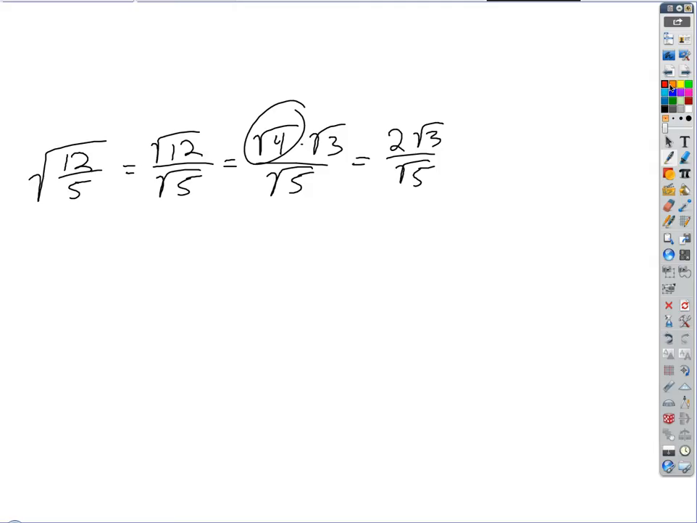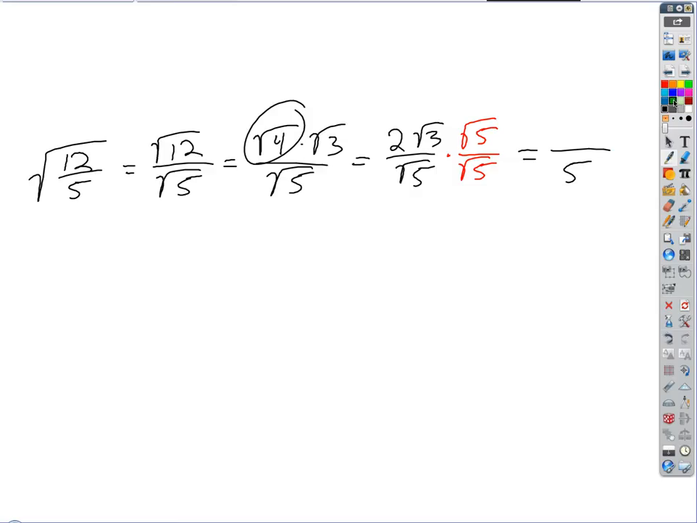Real simple. Multiply top and bottom by whatever the stranded radical is. So it's the square root of 5. I multiply top and bottom by the square root of 5. The whole point is, what do I get when I multiply a radical by itself? It cancels the radical, because it's the same thing as squaring it, and squaring undoes square rooting. So I just get a 5 on the bottom.